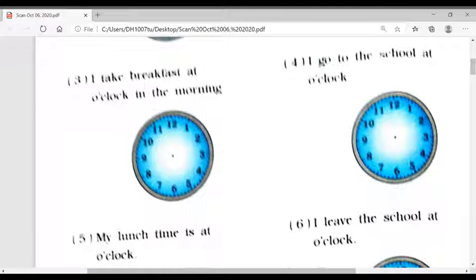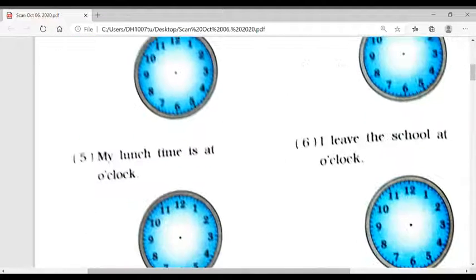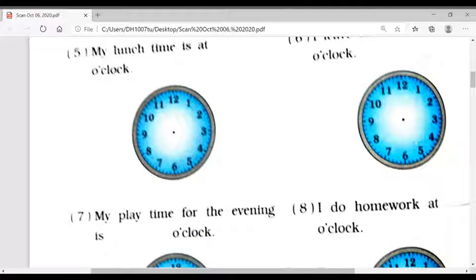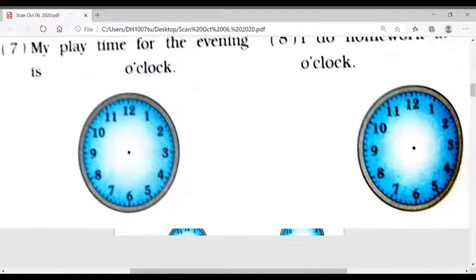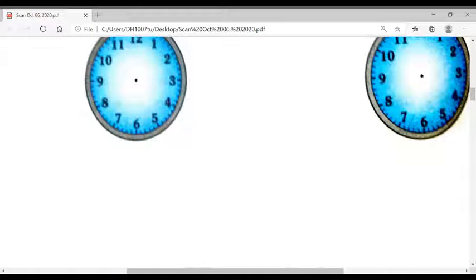I take breakfast at dash o'clock in the morning. At what time you are taking the breakfast, you have to draw that time. In the same way children, I go to school at what time. All these activities are written here. At what time you are taking the lunch, at what time you are leaving for the school, at what time you are coming home, and when you are going to start doing homework. All these activities are written over here, the clock is drawn. You just have to write and draw the time at which you are going to do these things.